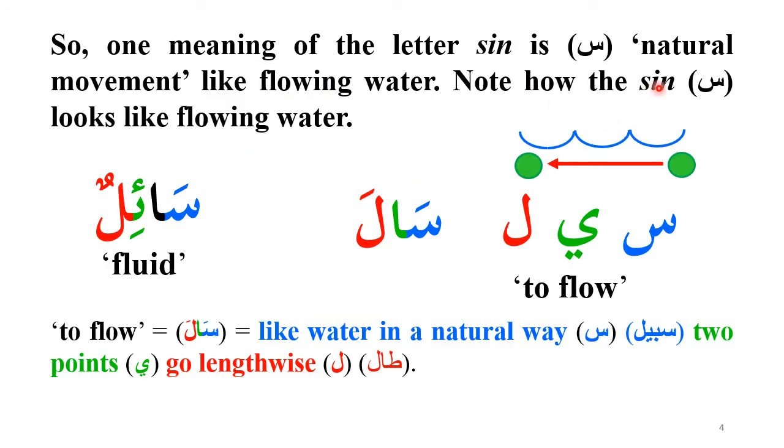So this letter Sin has a meaning which is related to movement, right? And it's like flowing water. Sala means to flow, and Sailun is a fluid. You can see the Sin looks like flowing water. Once again, Ya is indicating the 2 points, the starting and the ending point, but this time not a curved movement but a straight one: Sala, to flow.